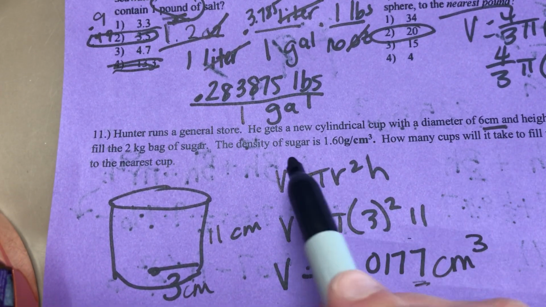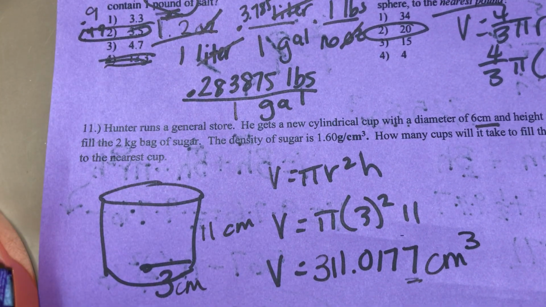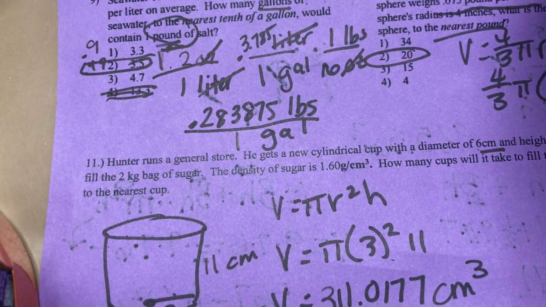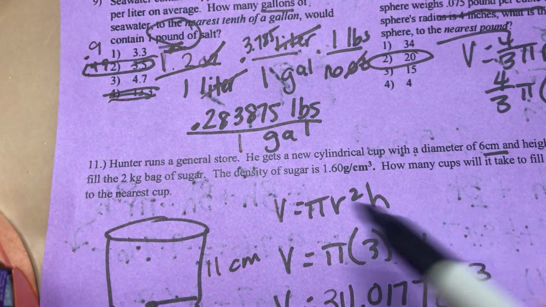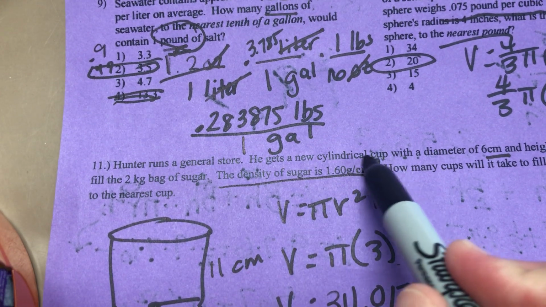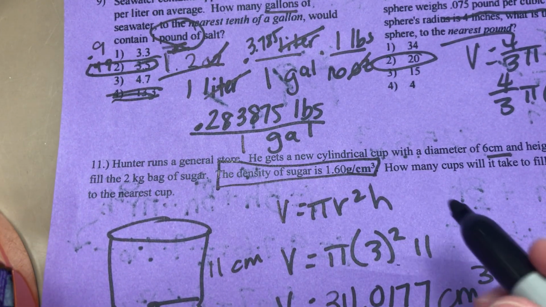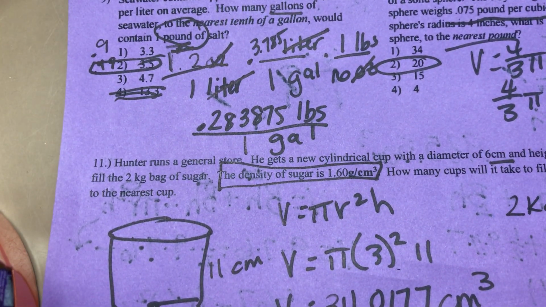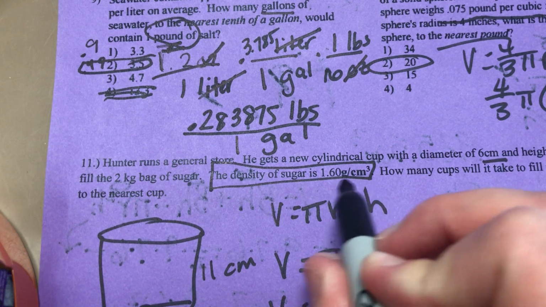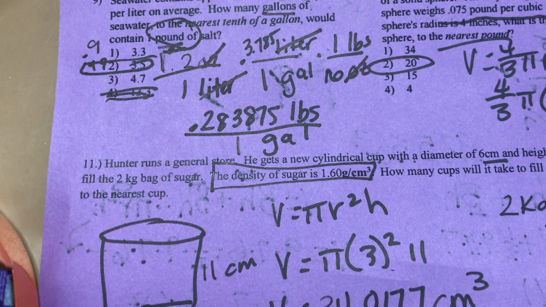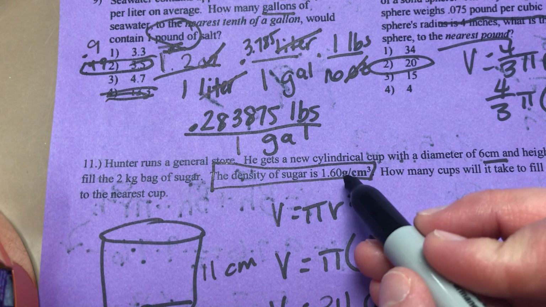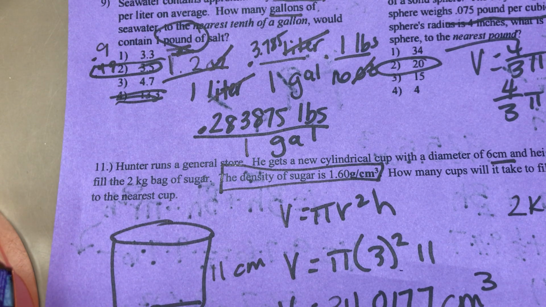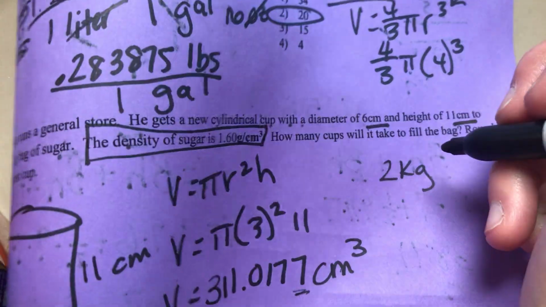And I need to know how many it's going to take to fill up the 2 kilogram bag. So this is going to be an ugly situation here, but they do tell me that the density of sugar is 1.60 grams per centimeters cubed. So I have 2 kilograms, and then I know that I have this situation happening. So I need to quickly remember that this says grams, not kilograms, and I need to convert that aspect of it as well. So I'll show you what I mean as I write this out.